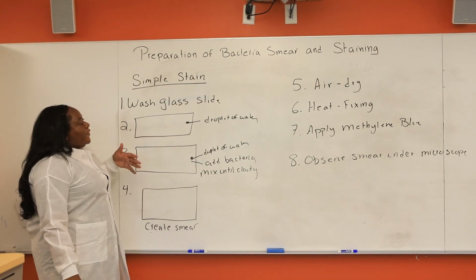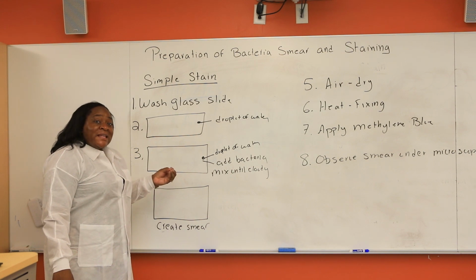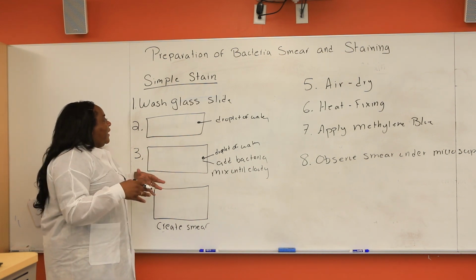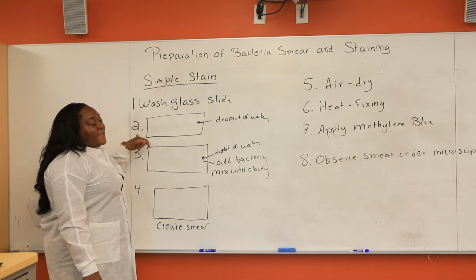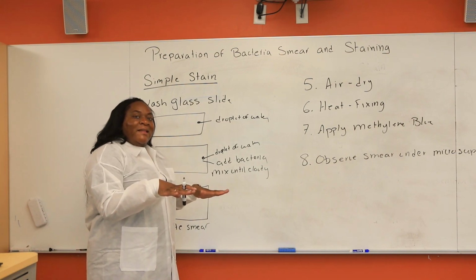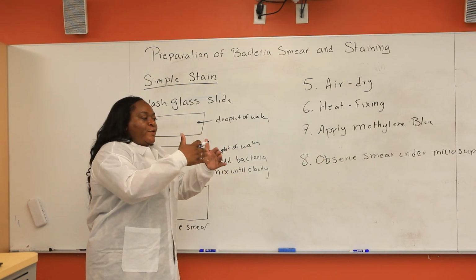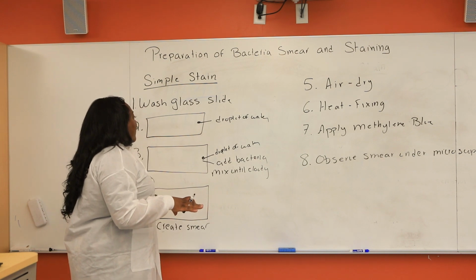So the first thing you do, of course, is you're going to obtain your glass slide. You're going to wash the glass slide, and you're washing the glass slide to remove any type of debris or fingerprints, okay? So you wash your glass slide. The next step is that you're going to place your glass slide on a flat surface, or, I'm using a staining tray. There's a platform in which you can lay the glass slide, but you want to make sure you lay it on a flat surface.